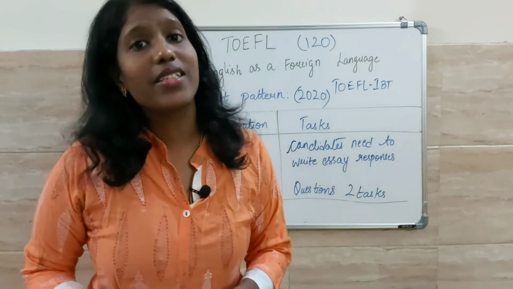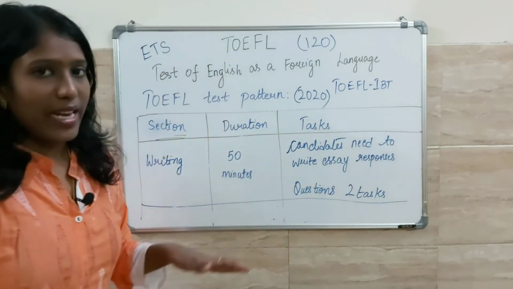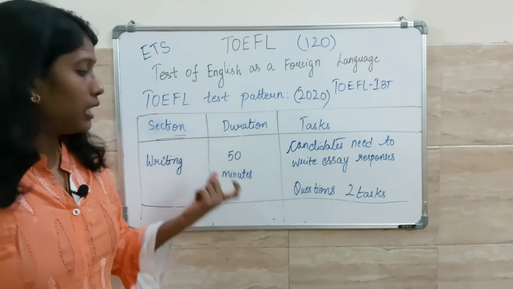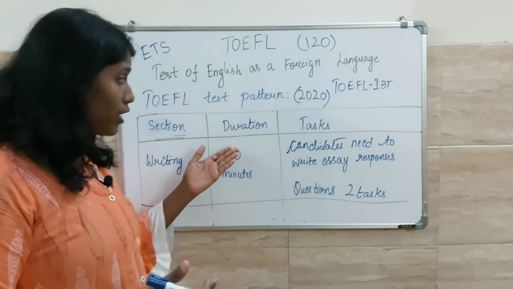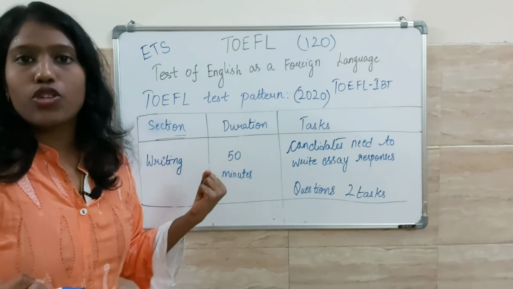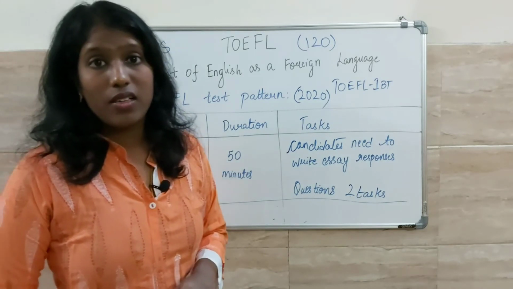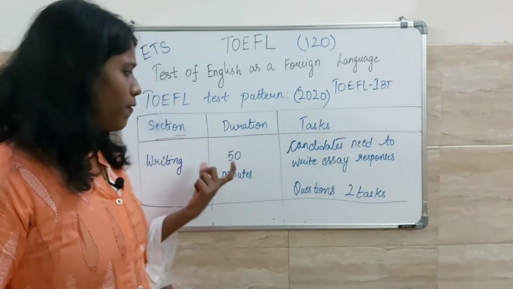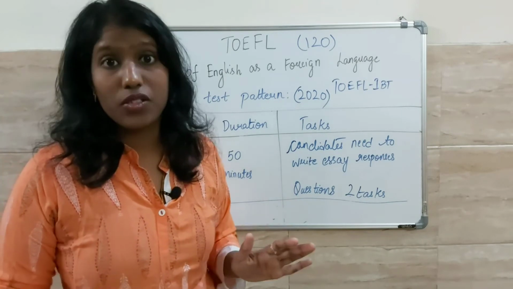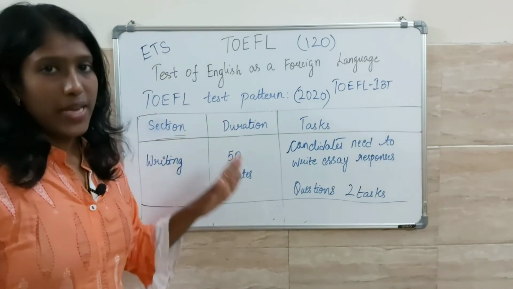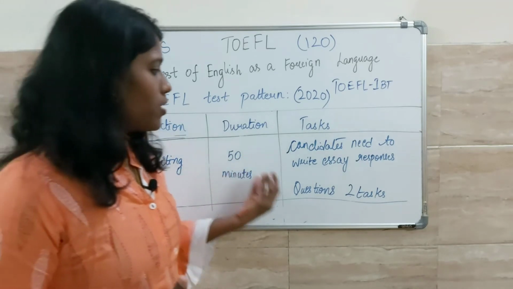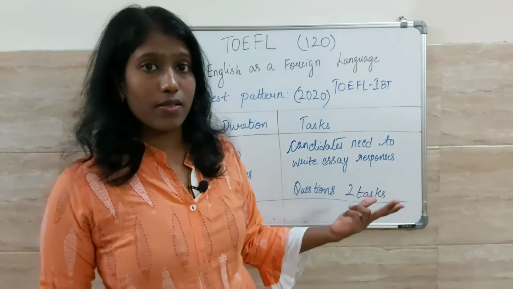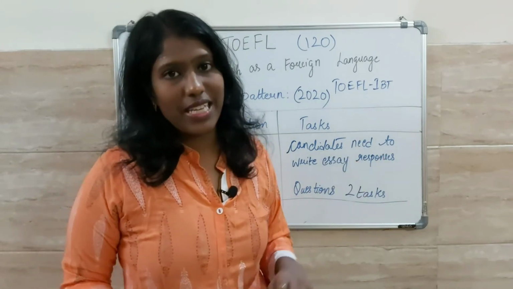Now let us discuss the last section in your TOEFL exam, that is writing, okay? In writing, you will be given 50 minutes of time. So the duration for this writing section is 50 minutes, right? You will get approximately 1 hour, but not 60 minutes. You will only get 50 minutes to do this task, and the number of questions you need to answer is 2, right? So you will get 2 tasks. One is independent and the other one is integrated.